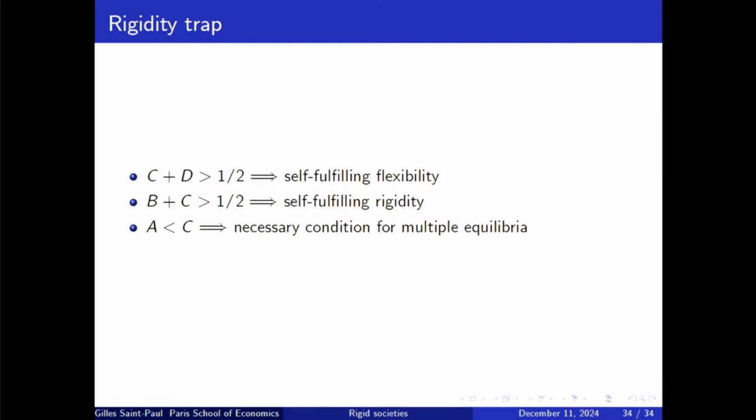Okay. For this, it must be that group C, the group that leads to the self-reinforcing mechanism, is bigger than group A, which tends to destroy the self-reinforcing mechanism. So if A is smaller than C in terms of distribution of people, then we have multiple equilibria, and therefore rigidity is a self-reinforcing mechanism.